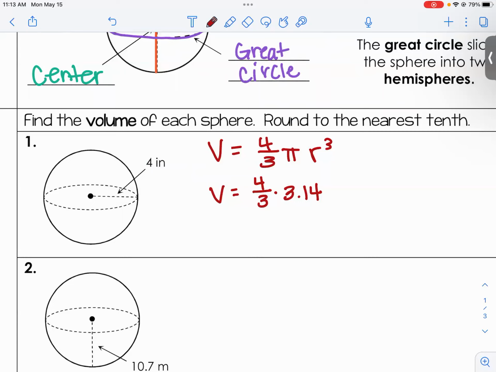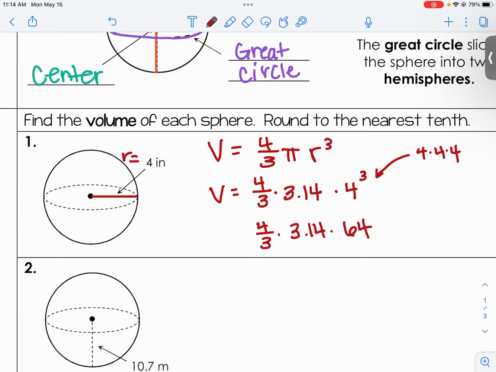4/3 pi r cubed is our formula. I have changed pi to 3.14. Brady, what's our radius? Thank you, Brady. So 4 to the 3rd just means 4 times 4 times 4. Can you do that for me? Yes. 4 times 4 times 4.